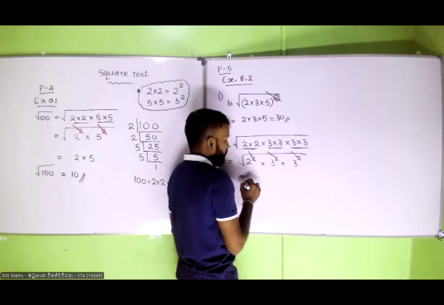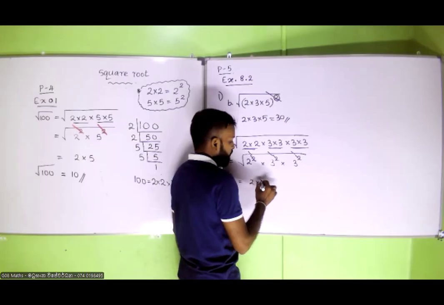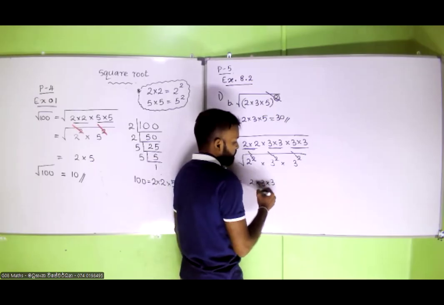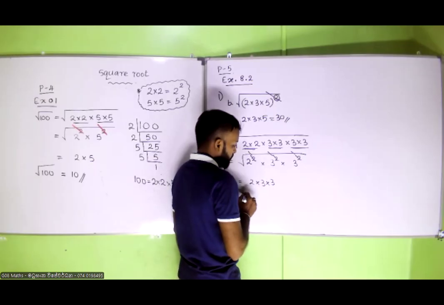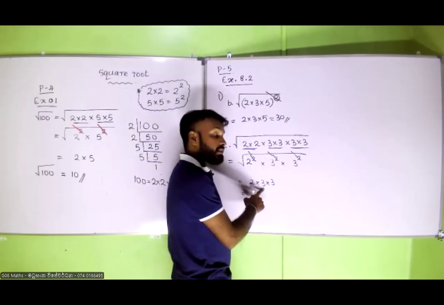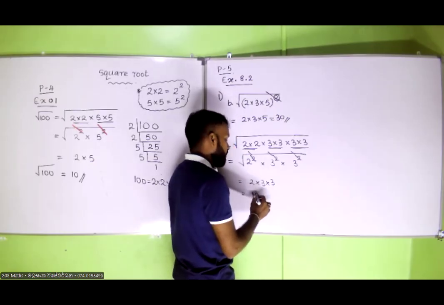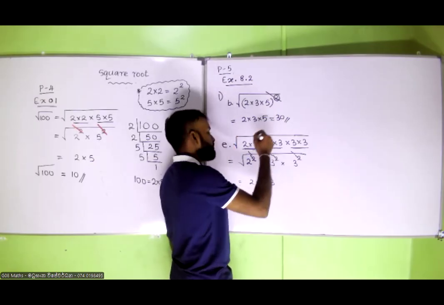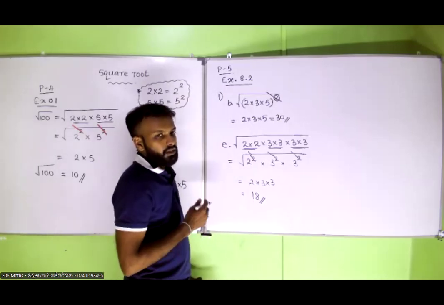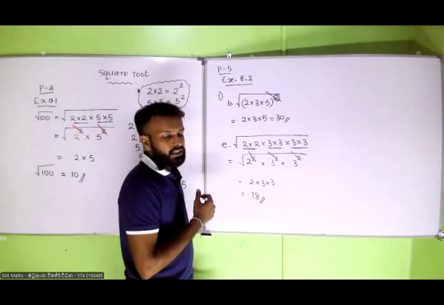Cut. Equal to 2 multiplied by 3 multiplied by 3. Right? 2 multiplied by 3 is 6. 6 multiplied by 3 is 18. So the answer should be 18. Take what I am saying as it is.